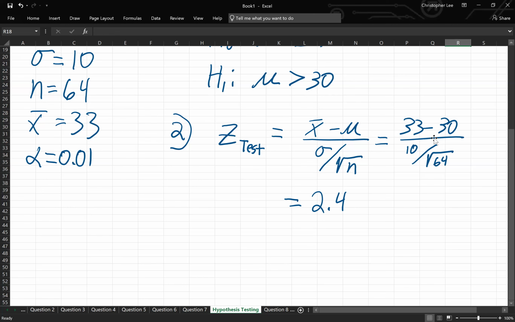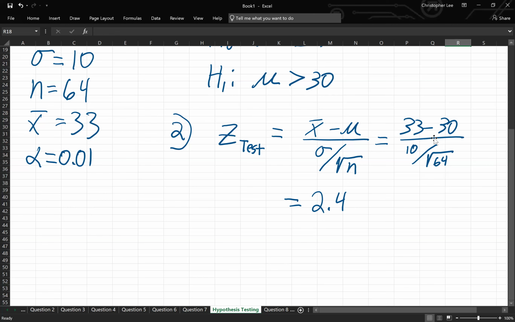So for this one, you need parentheses, right? So open parentheses, 33 minus 30, close parentheses, then you divide, open parentheses, then you do 10 divided by second square root, and then you do the 64, then close parentheses, and that's how you get it. Okay, thank you. You're welcome.